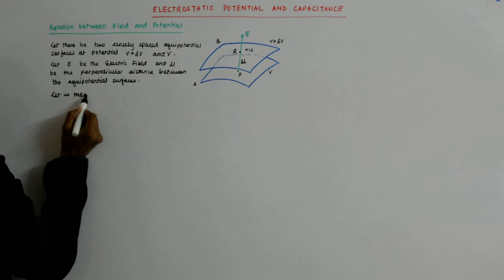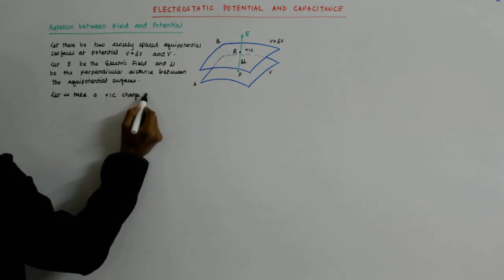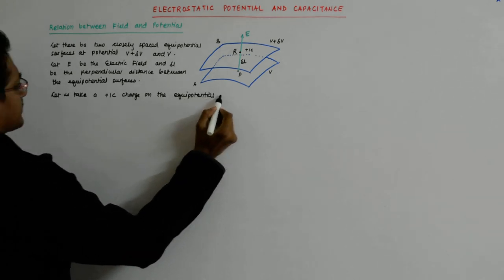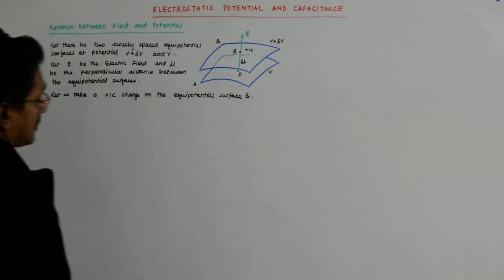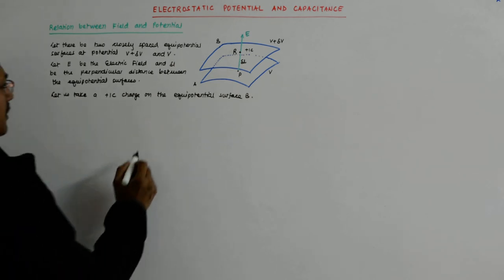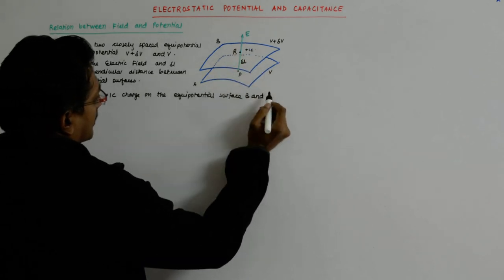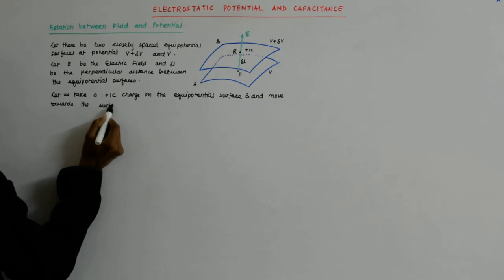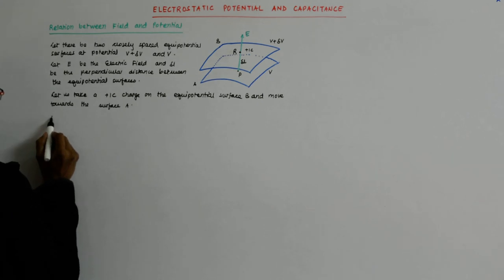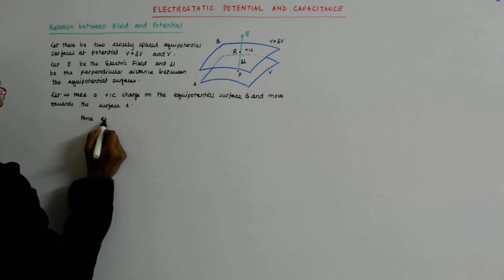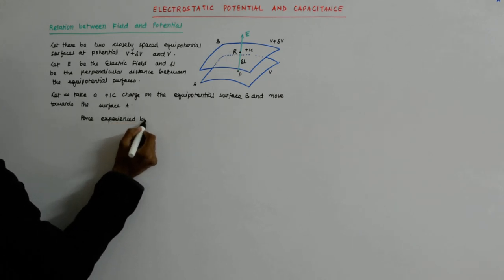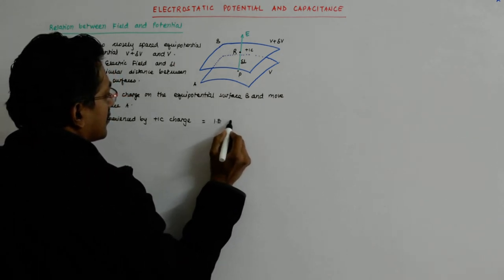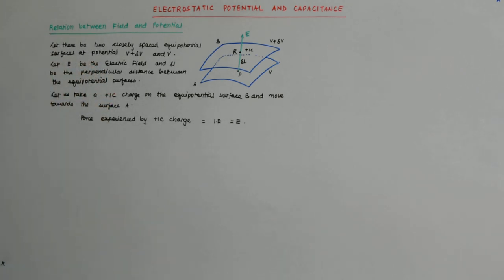So let us take a plus 1 coulomb charge on the equipotential surface B, and PR is delta n, and move towards the surface A. Okay, so what is the force experienced by plus 1 coulomb charge? It is equal to 1 into E, that is E.